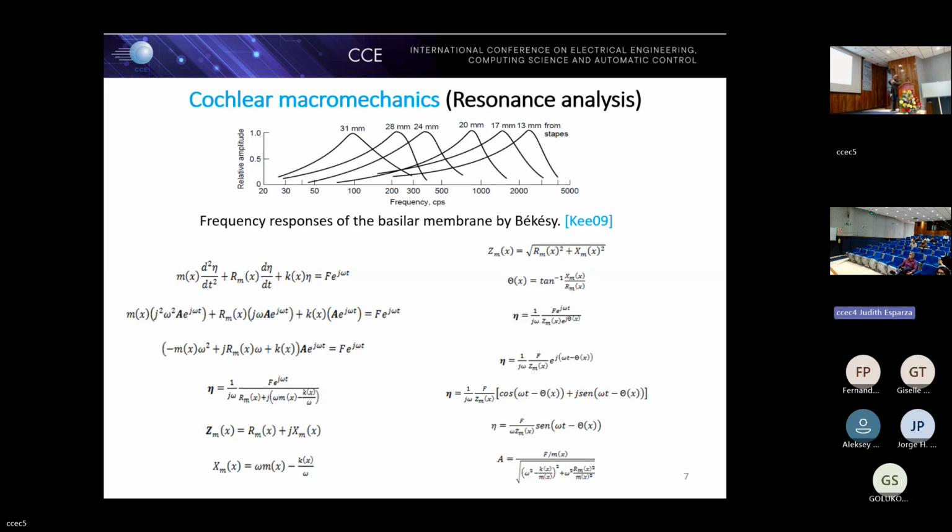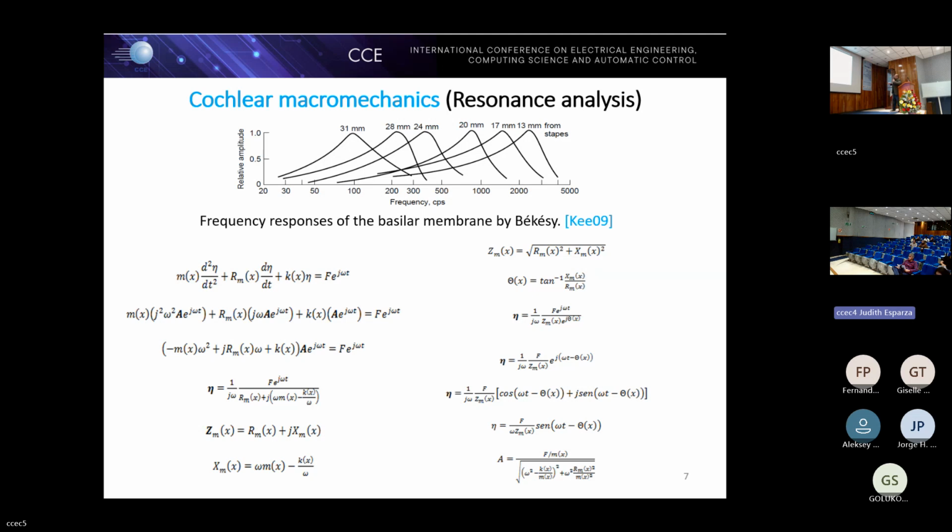This is my proposal. I propose to give a solution to the model using resonance analysis. I use this specific force, which corresponds to a sinusoid of the specific frequency that arrives to the system, and the solution is a classical equation of resonance analysis. It is an interesting question what is the best value of the mass, stiffness, and damping that corresponds to the response of the basilar membrane along the cochlea.